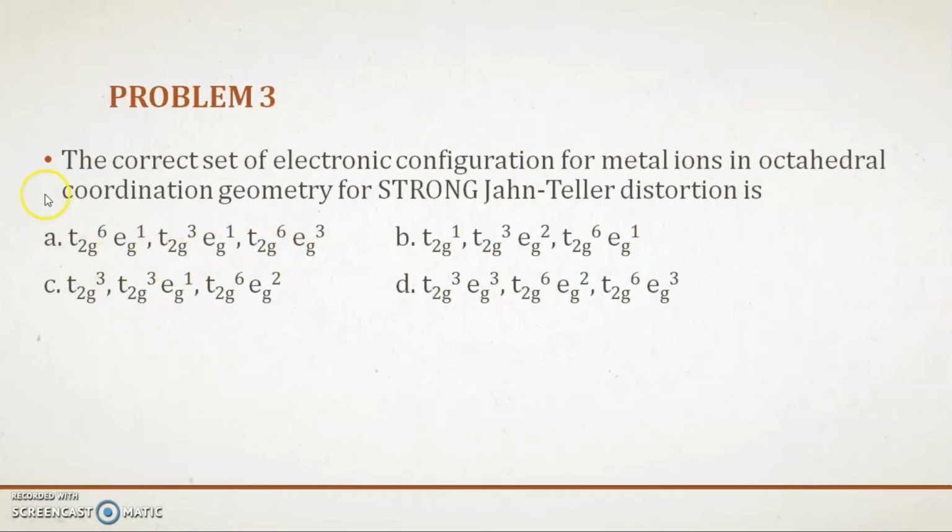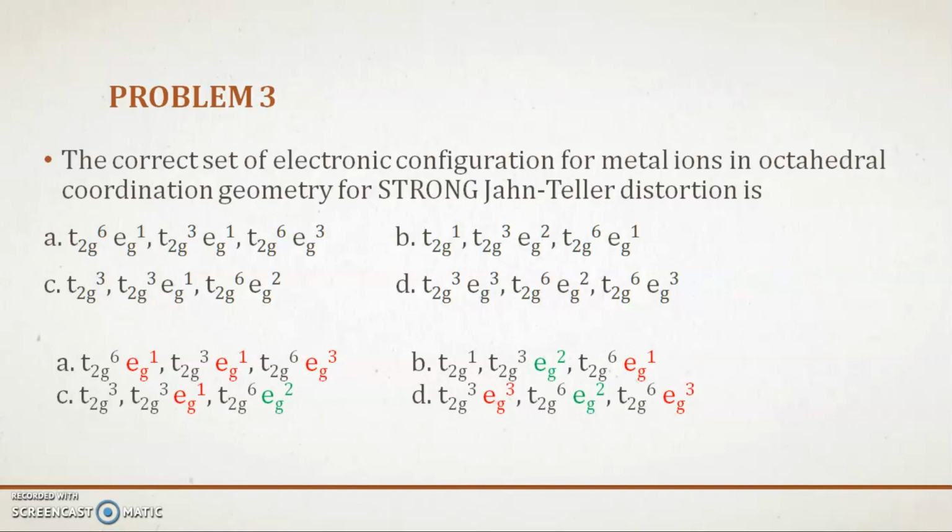The next problem is: the correct set of electronic configurations for metal ions in octahedral geometry showing strong Jahn-Teller distortion. Strong Jahn-Teller distortion means that whenever the Eg is unsymmetrical. They have given many options, and looking at this might confuse you, but what you have to do is identify the places where Eg is unsymmetrical, and the correct set where all the Eg sets show strong Jahn-Teller distortion. You can either do a color code, as I have done here, or maybe circle it in the examination.